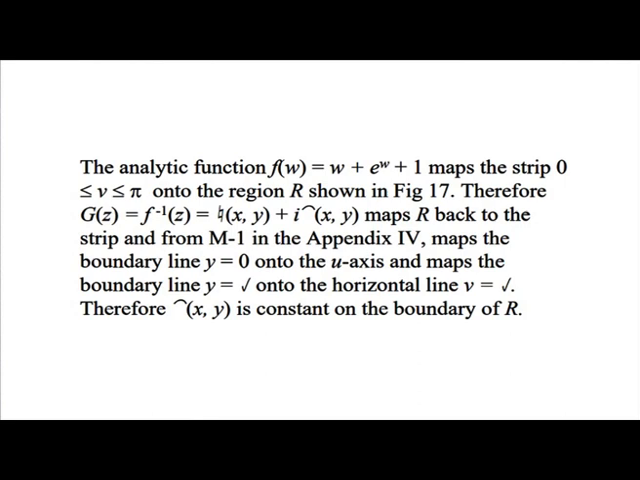Next example is an analytic function f of w is equal to w plus e raised to w plus 1, which maps the strip 0 less than or equal to v less than or equal to pi onto the region R shown in the next figure. Therefore, g of z is equal to f inverse of z, which is equal to phi of x, y plus i psi of x, y, maps R back to the strip and maps the boundary line y equal to 0 onto the u axis and maps the boundary line y equal to pi onto the horizontal line v equal to pi. Therefore, psi of x, y is constant on the boundary of R.